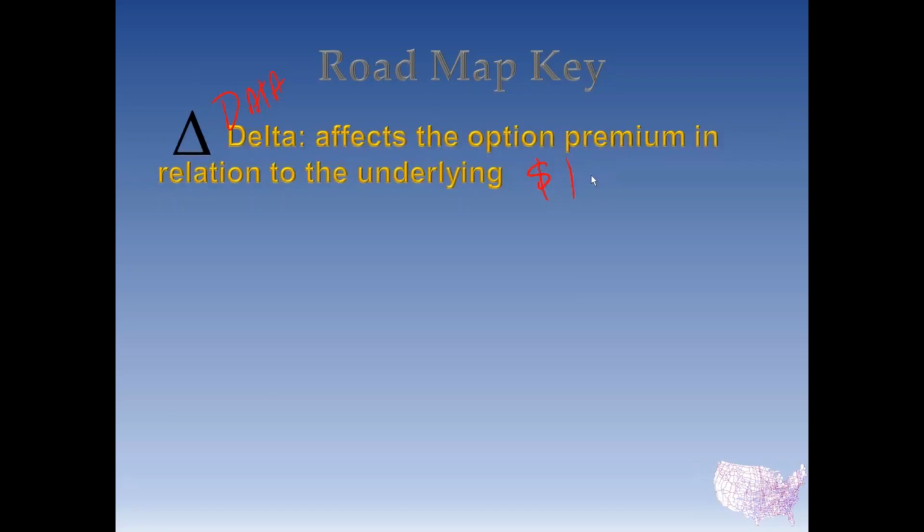What I want us to focus on is how delta affects those options premium in relation to that underlying. And when we're talking about it, we're talking about this first dollar move higher. All of the Greeks are assuming we're moving higher, moving out in time. We're never moving backwards, okay? So the assumption is that we are gaining or moving forward in time.